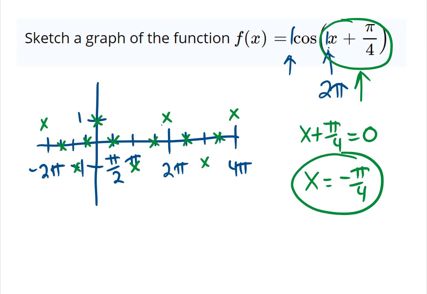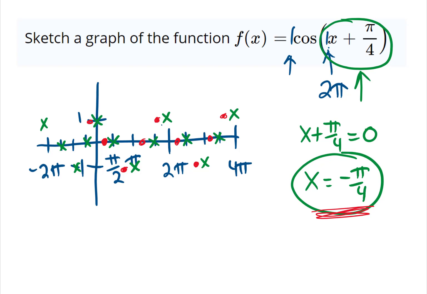Now I'm ready to apply the phase shift. I'm going to move everything to the left by pi fourths. Well, pi fourths is halfway between my tick marks here, so there's that point. Move every one of these x's to the left by pi fourths, and that will be a point on my graph. So I've moved all of those.